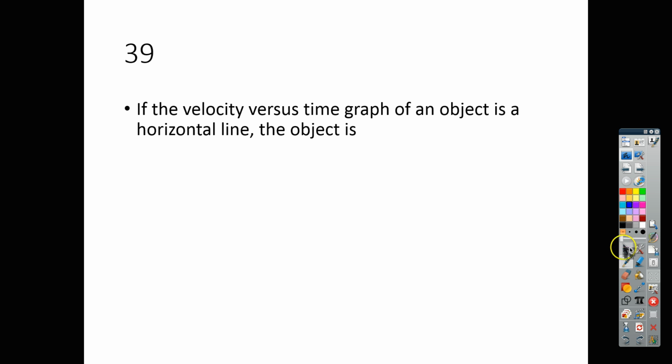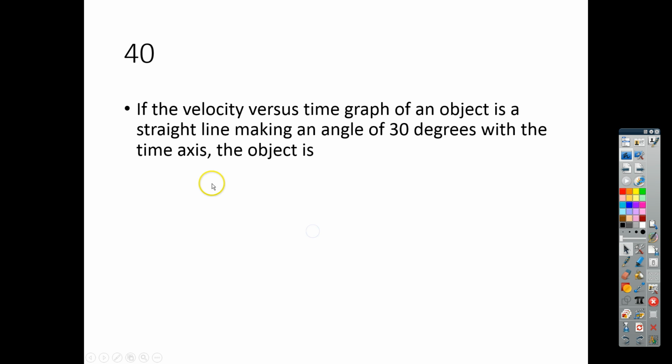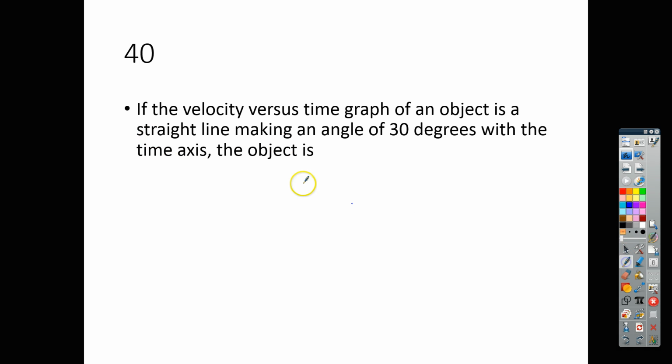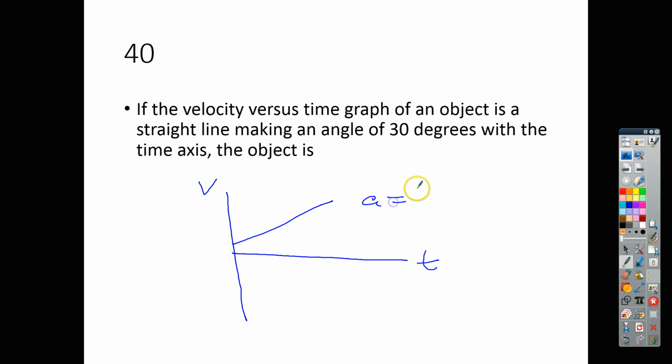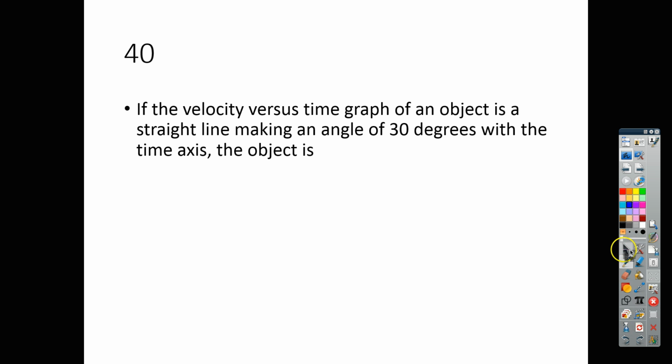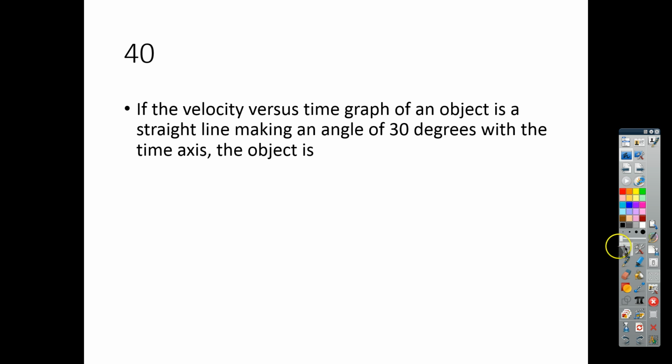The next question is number 40. This is the last one for this section. It says that the velocity versus time graph is a straight line making an angle of 30 degrees with the time axis. So we could do this. So this is velocity versus time. We would say that this object is moving with a constant non-zero acceleration. So this one has an acceleration because we have a change in velocity over a change in time. And that is number 40. And the next section that we'll do is number 41 through 50.